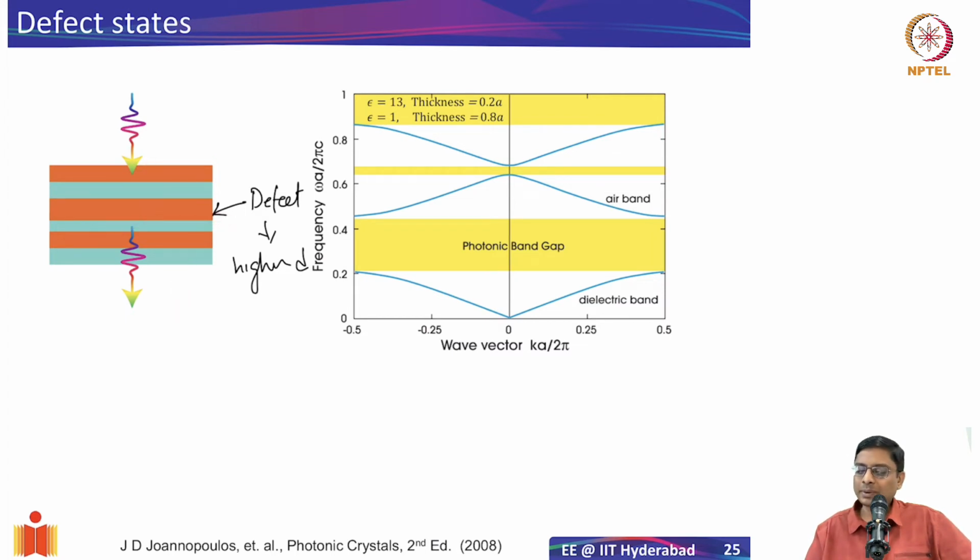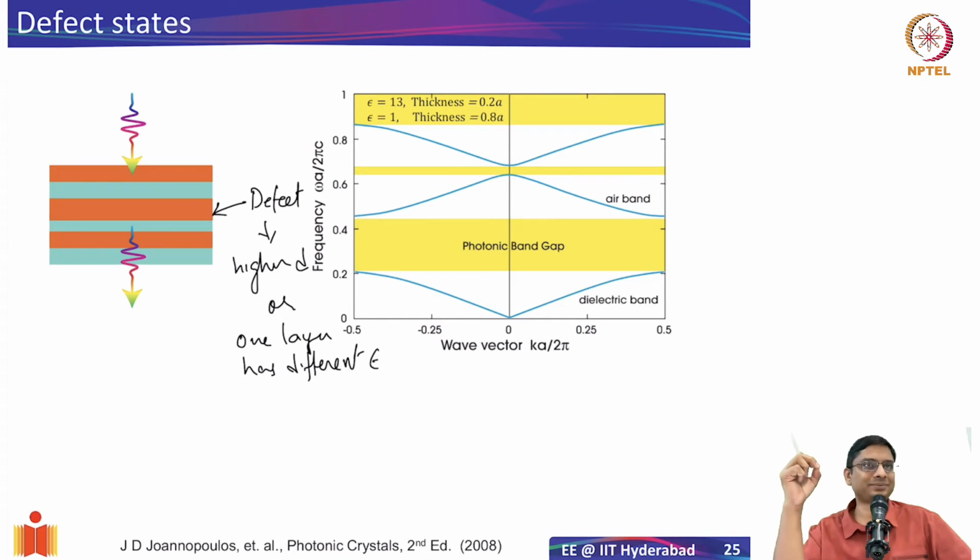Or it could also happen that one layer has a different epsilon. You could simply remove one of the layers. If you do that, again, you can get a defect.